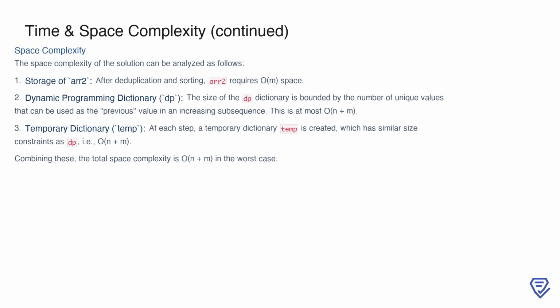The space complexity of the solution is determined by the storage requirements of various components. First, after deduplication and sorting, ARR2 takes m space. Next, we have the dynamic programming dictionary DP, which stores the valid states of the computation. The size of DP is bounded by the number of unique values that can serve as the previous value in an increasing subsequence, which is at most n plus m. Additionally, at each step, we create a temporary dictionary temp, which has similar size constraints as DP. Since these dictionaries are reused and their sizes do not grow beyond n plus m, the total space complexity of our solution is n plus m in the worst case.